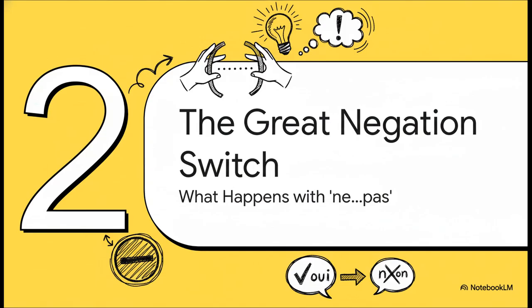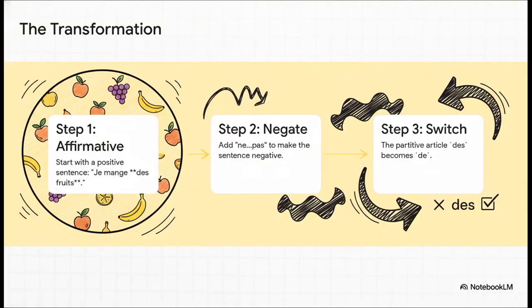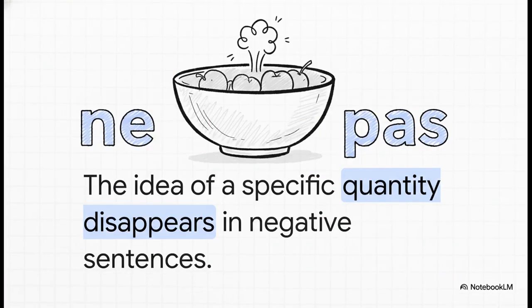Okay, so that rule of some seems pretty straightforward, doesn't it? But what happens when we make the sentence negative? This is where French throws in a simple but absolutely crucial twist. Let's actually watch this happen. We start with a positive sentence. Je mange des fruits. I eat some fruit. We're using the partitive des because we're talking about some fruit. Perfect. But now, just watch what happens when we introduce ne pas to say we don't eat it. That des is about to change. And boom, there it is. Je ne mange pas de fruits. The des just transforms into de.